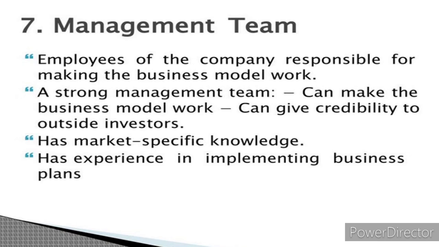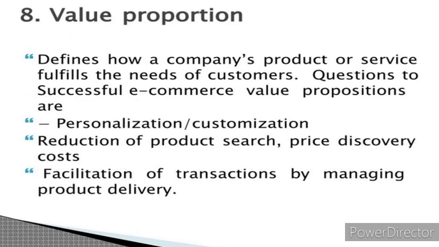Seventh one, management team. It means that the employees of a company are responsible for making a business model work. A strong management team can make the business model work, can give credibility to the outside investors, has market specific knowledge, and has experience in implementing the business plan. So a management team or the employees of a company can be held responsible, or they can make a business model successful.